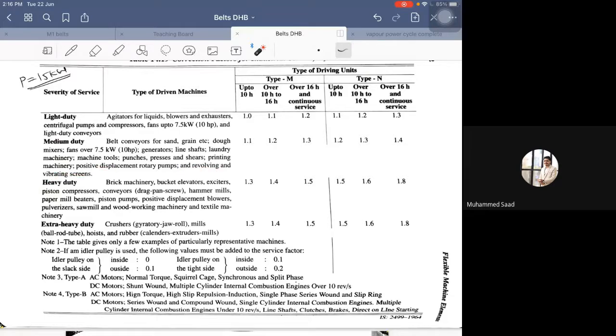Where is the compressor? Light duty, okay. Heavy duty, yeah. Heavy duty only there. So this is a piston compressor. It is not a normal compressor. Piston compressor. Look at that. Okay. Light duty. So light duty only has pumps and compressors. So we'll fix upon light duty.